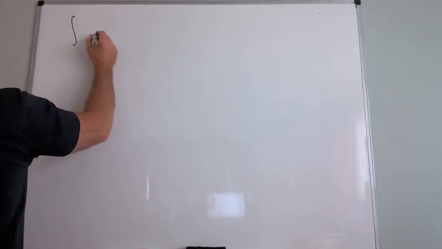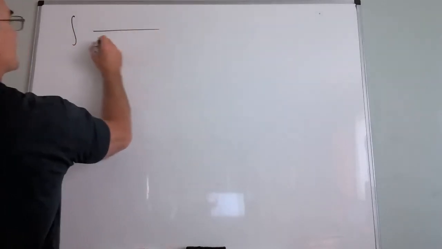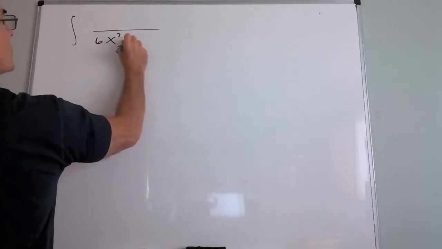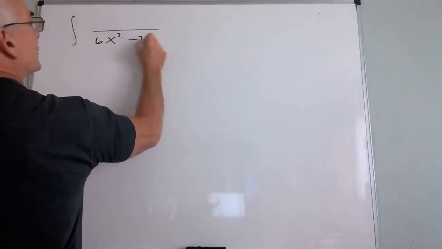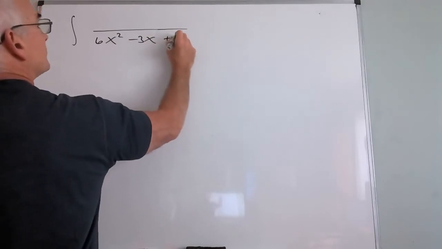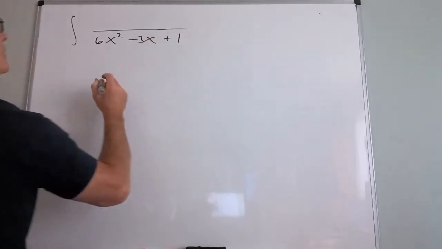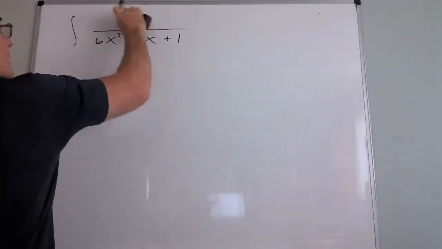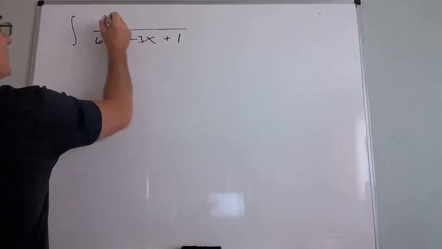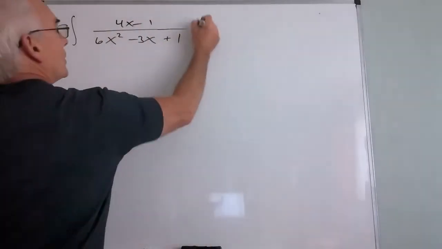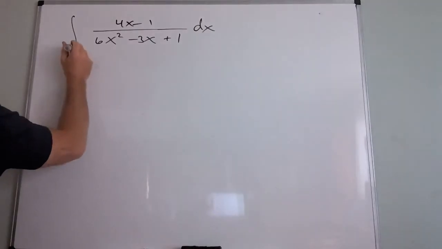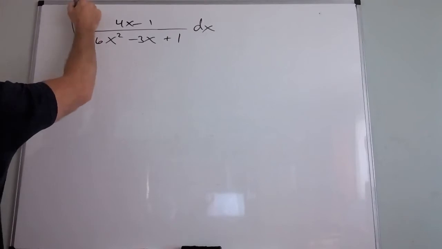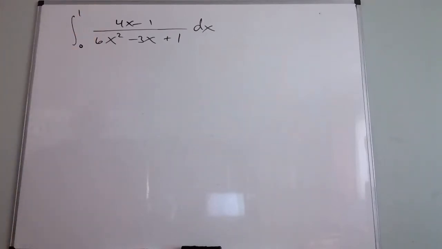Let's suppose I have the integral, let's keep it simple, 6x squared minus 3x plus 1, and whoops, let's say 4x minus 1, and we're going to go from, how about 0 to 1? Okay, this is not a difficult problem. This is a fairly simple problem.